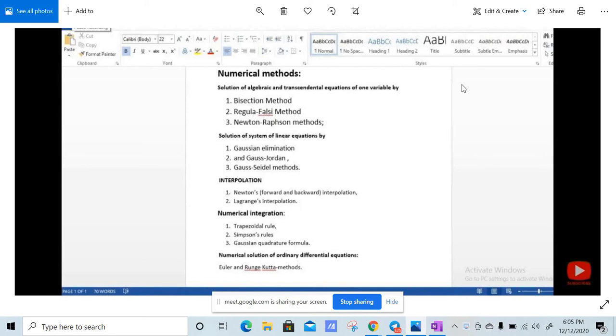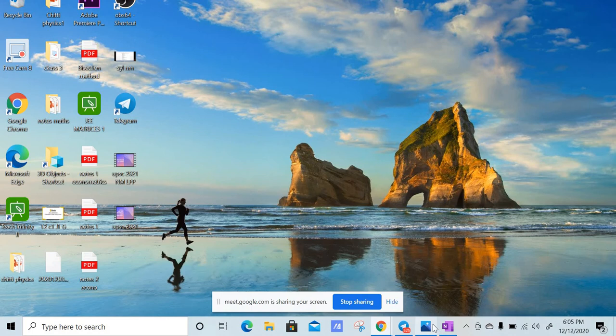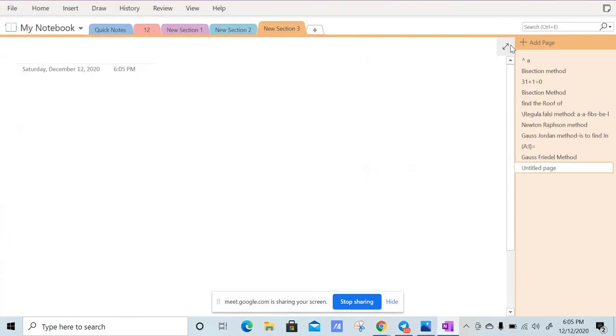So in this video we're going to cover Newton's forward and backward interpolation. That is the first topic under interpolation. If possible, I will try to cover Lagrange interpolation also in this video. So we will start with Newton forward and backward interpolation, and first with the Newton forward interpolation formula.